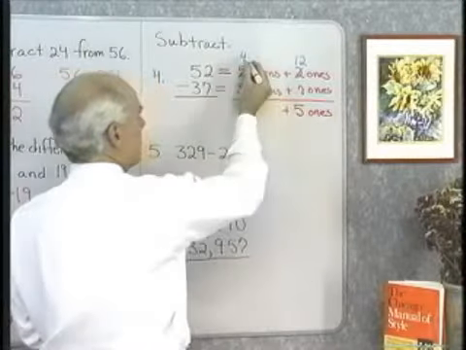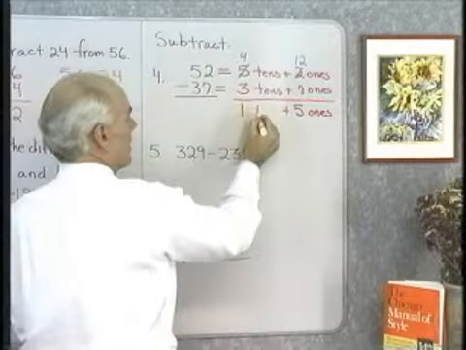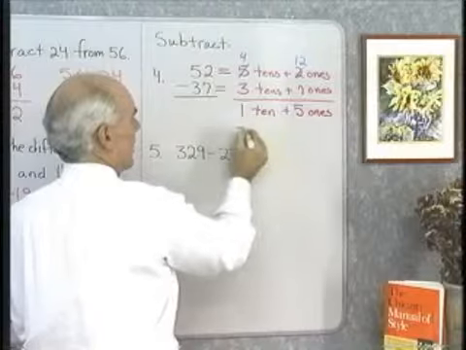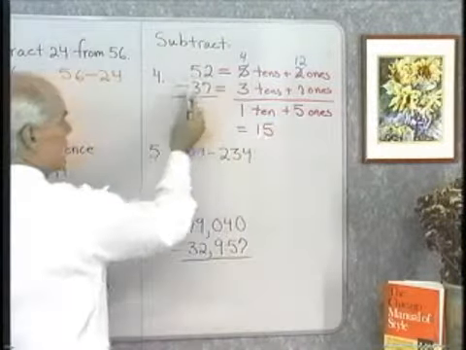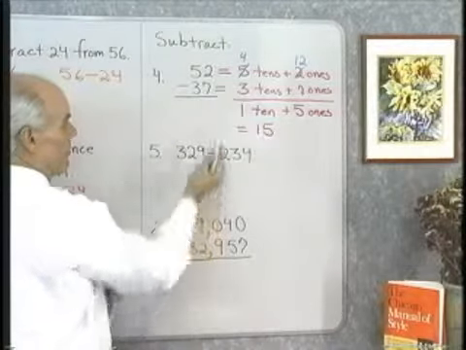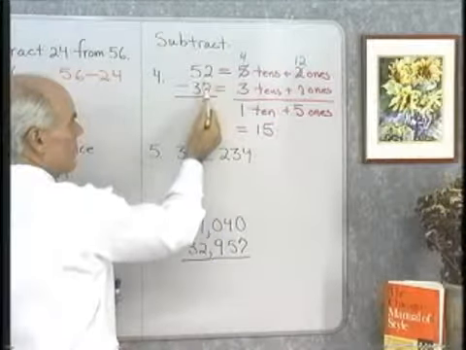And then over here, 4 subtract 3 is 1 ten. So that answer is 15. So let me go back over to my original problem and see if I can do this in a shorthand form. 2 subtract 7 won't work.